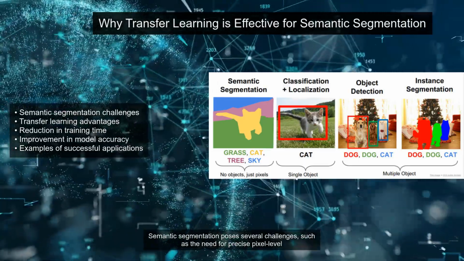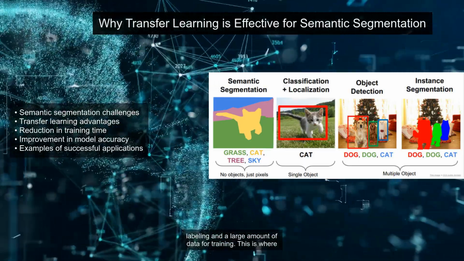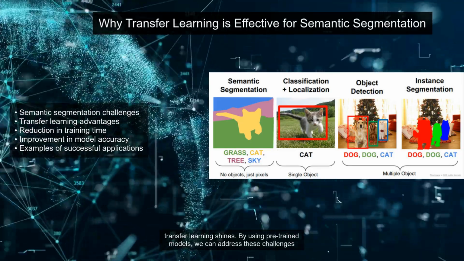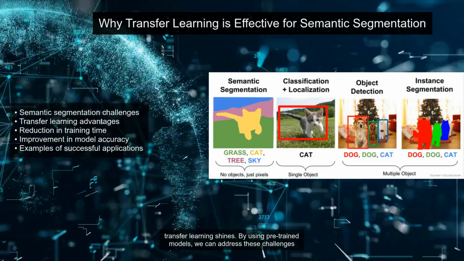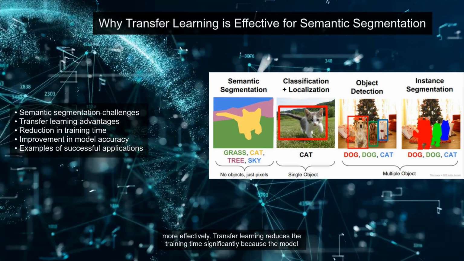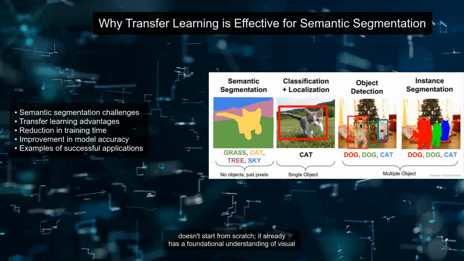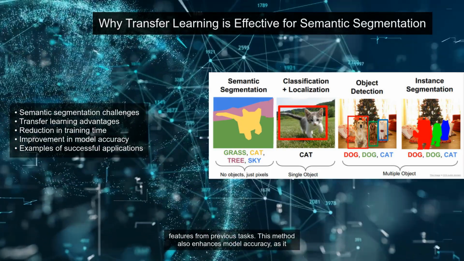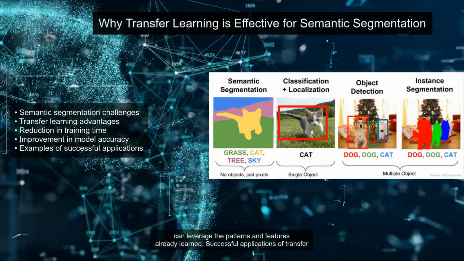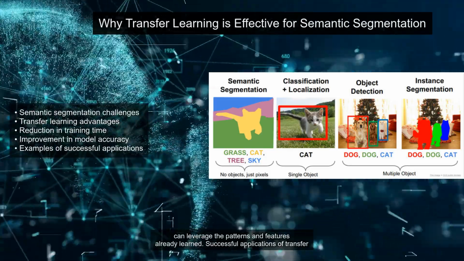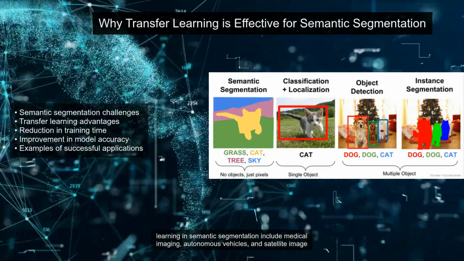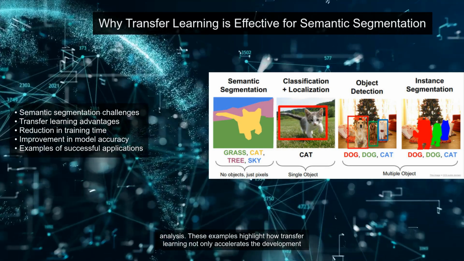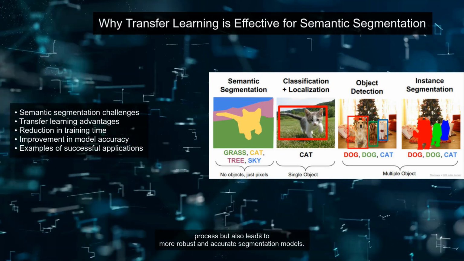Semantic segmentation poses several challenges, such as the need for precise pixel-level labeling and a large amount of data for training. This is where transfer learning shines. By using pre-trained models, we can address these challenges more effectively. Transfer learning reduces the training time significantly because the model doesn't start from scratch, it already has a foundational understanding of visual features from previous tasks. This method also enhances model accuracy, as it can leverage the patterns and features already learned. Successful applications of transfer learning in semantic segmentation include medical imaging, autonomous vehicles, and satellite image analysis. These examples highlight how transfer learning not only accelerates the development process but also leads to more robust and accurate segmentation models.